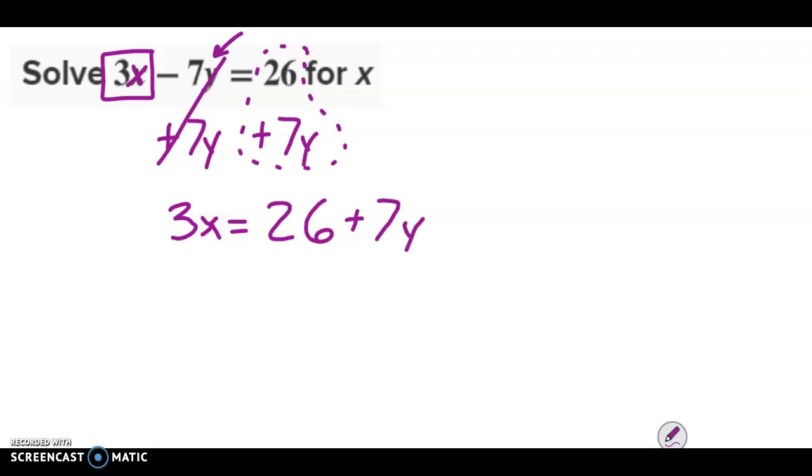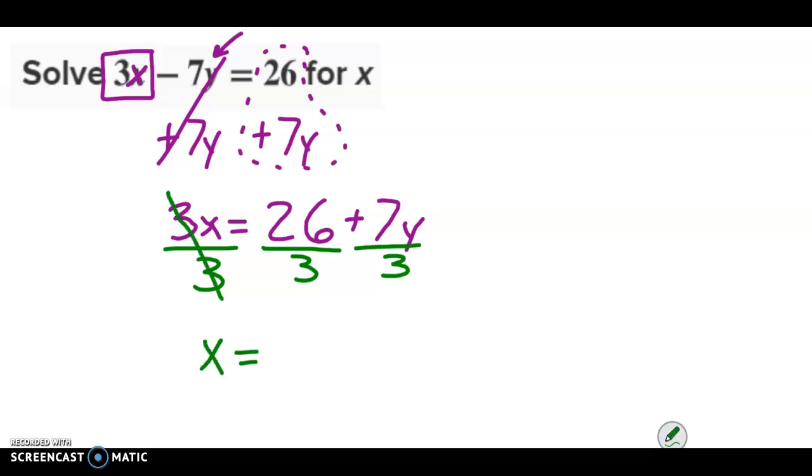Everything is away from the x. We just can't combine them. One is a constant, one's a variable term. So now I'm going to go ahead and finish by dividing by 3. I have to remember to divide everything by 3, everything on both sides. So I'm going to cancel that 3 out.